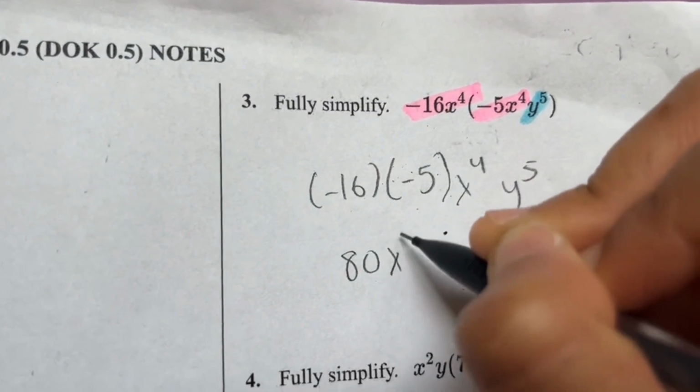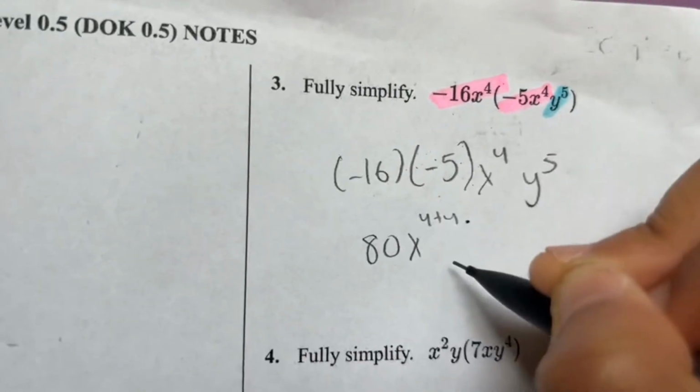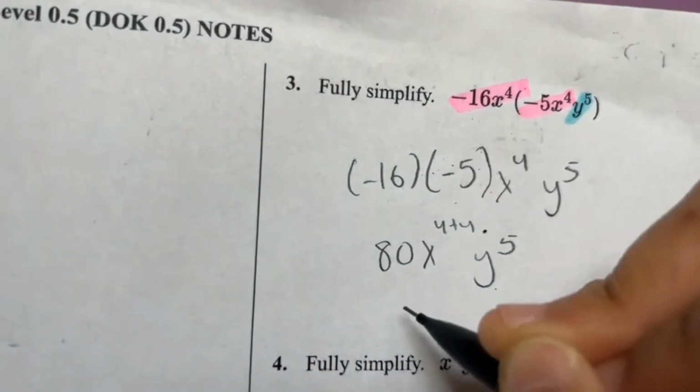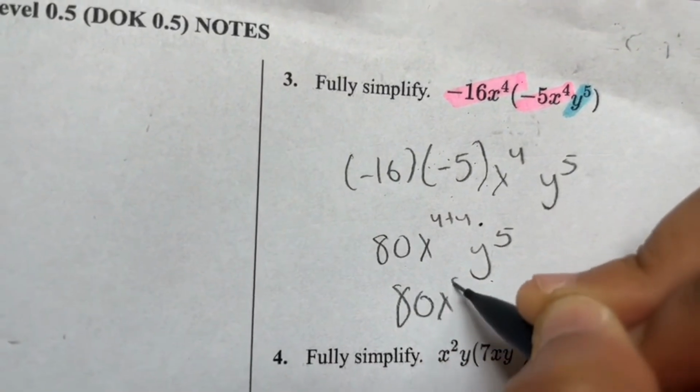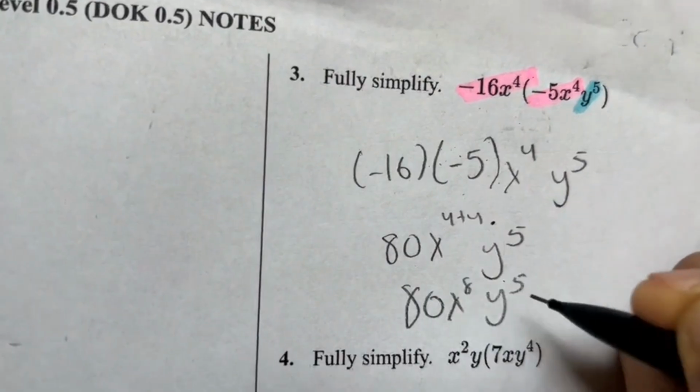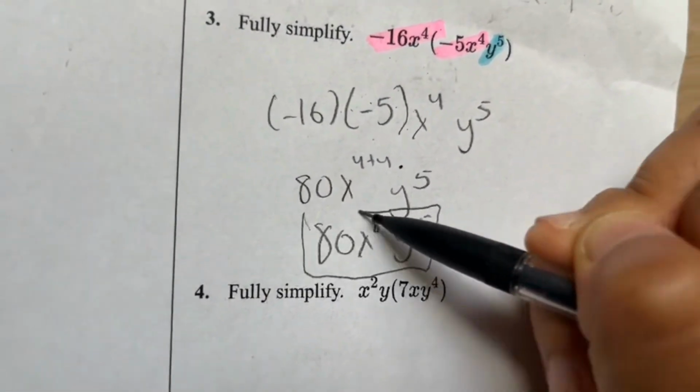And then we're adding them. Y stays the same. It's going to be 80. That is your final answer.